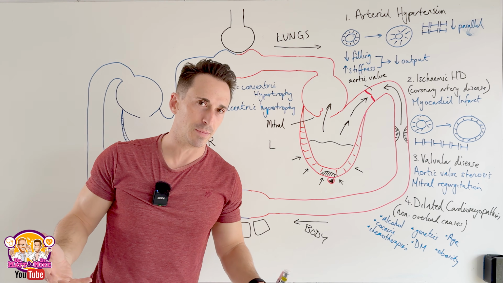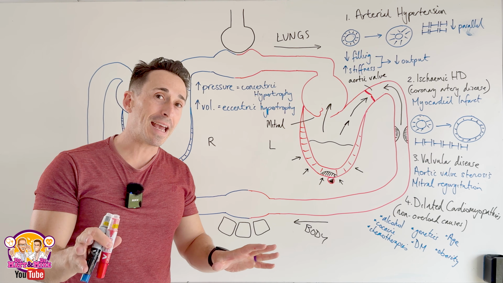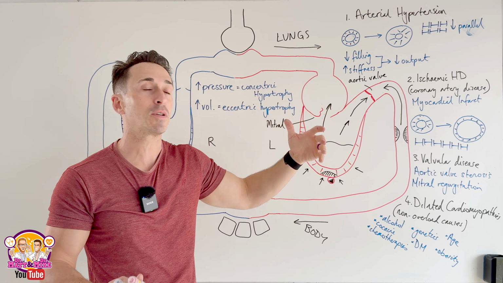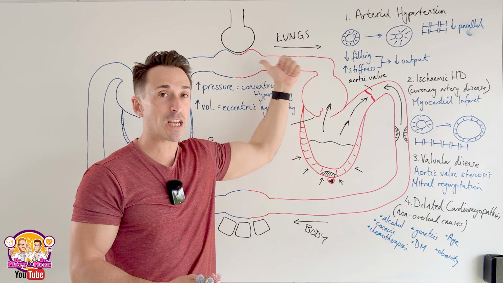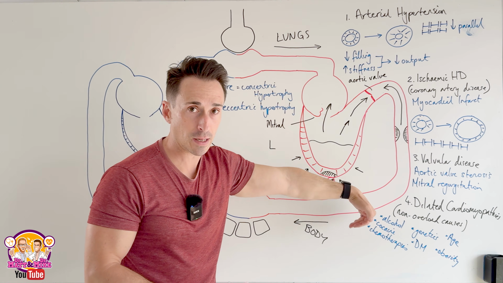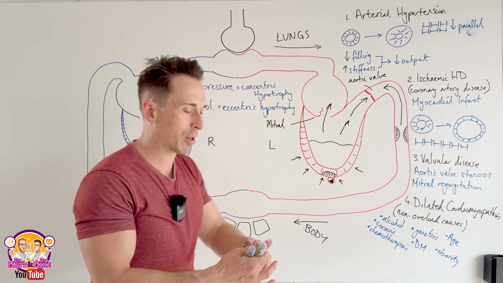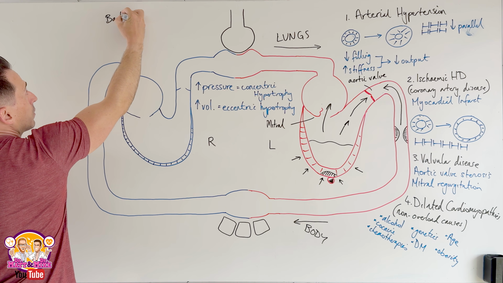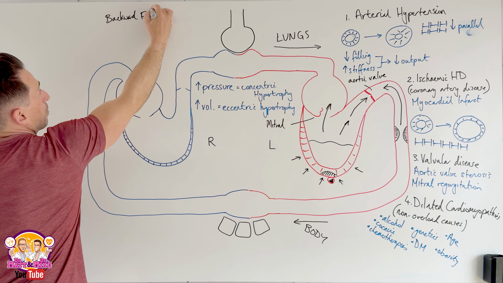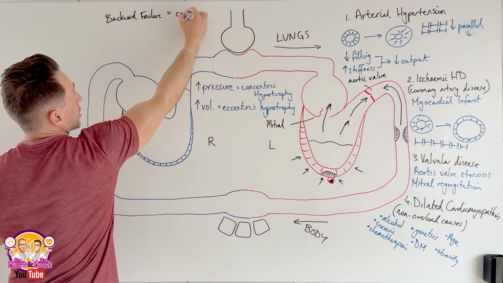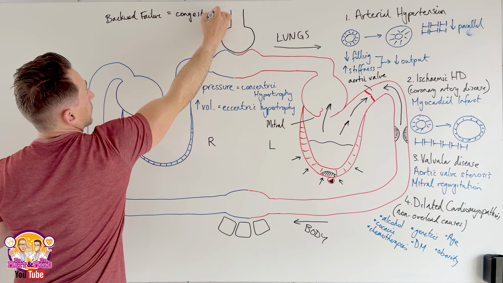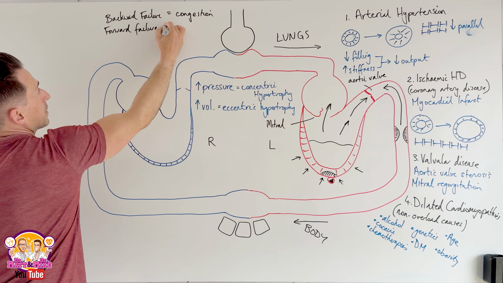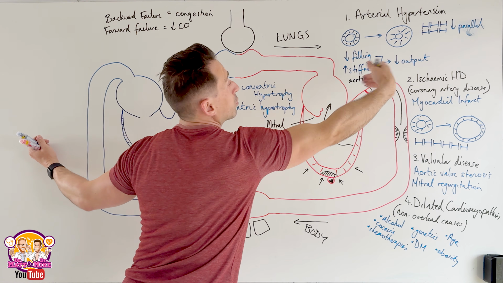Let's talk a bit about the symptoms. All right, so how does it present? Should be pretty easy because we know what's happening backwards and forwards. And what you can have is the symptoms due to backwards failure, so due to congestion, and symptoms due to forward failure, so reduced cardiac output. I think that's probably worth writing down. So let's say you can have backward failure, and that's due to congestion. And you can have forward failure, and that's due to reduced cardiac output, so reduced amount of blood leaving the heart.